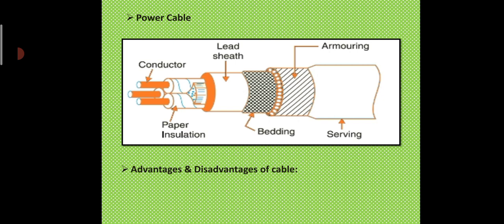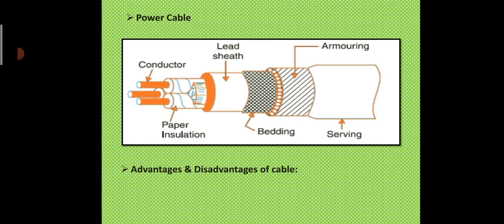Next is metallic sheath. Moisture is the major enemy of the insulations. Dielectric strength of insulations decreases when moisture enters the insulations. So it should be ensured that moisture does not enter the insulations. For this, a sheath of lead or lead alloy is provided over the insulations. Sometimes a sheath of aluminum is provided when the core is made of copper.